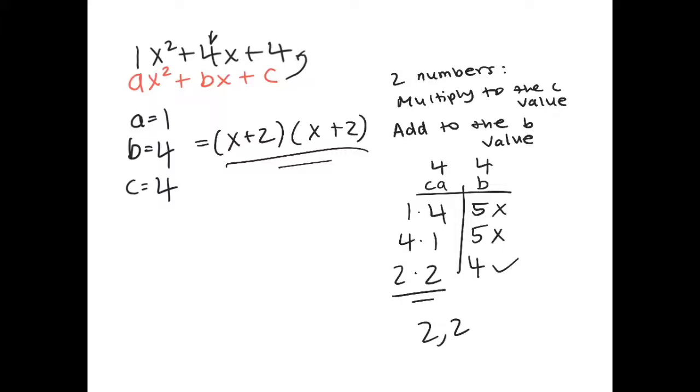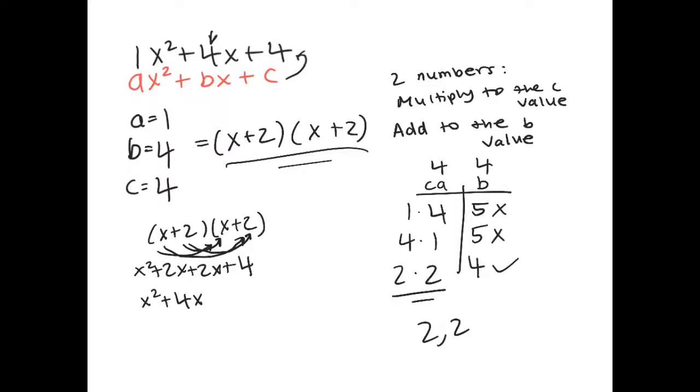Now we'll go ahead and check that. So x plus 2 times x plus 2. We'll expand this, so x times x is x squared. X times 2 is plus 2x. 2 times x is plus 2x. 2 times 2 is 4. So x squared, 2x plus 2x is 4x, so plus 4x, and plus 4. That's our original equation, so we know that our solution is correct. Now let's look at a slightly different problem.